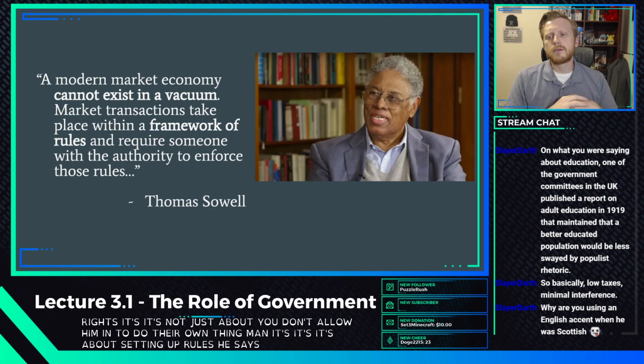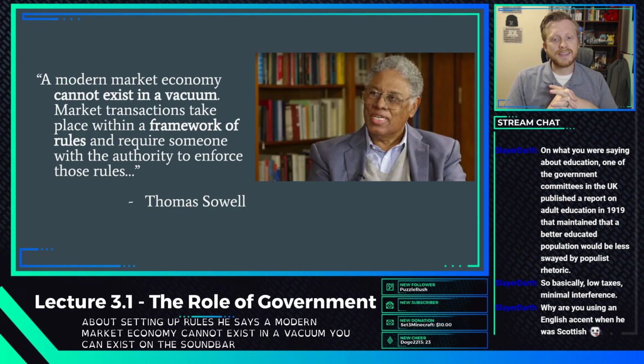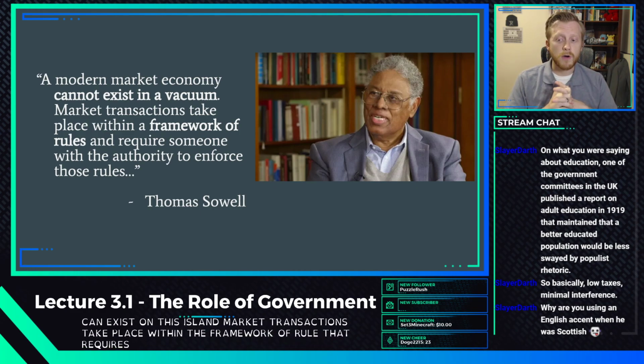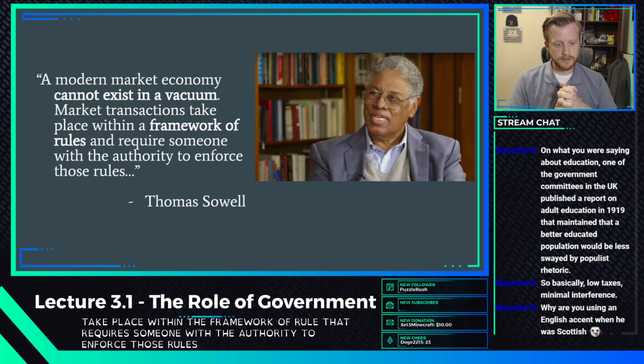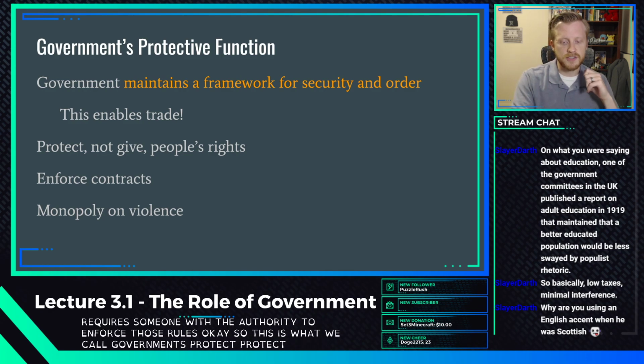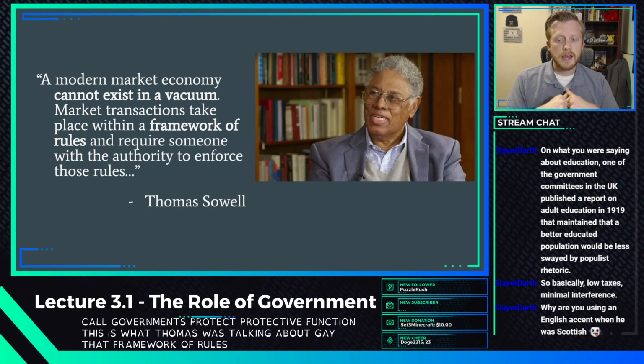He says a modern market economy cannot exist in a vacuum. It can't exist on its own. Market transactions take place within a framework of rules and require someone with the authority to enforce those rules. Okay? So this is what we call government's protective function. This is what Thomas Sowell's talking about. That framework of rules, being able to protect individuals.